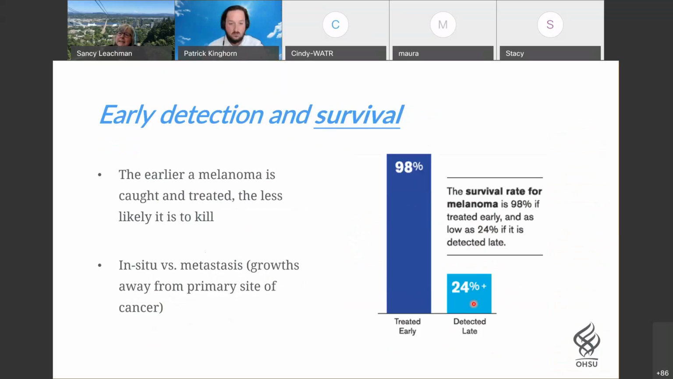Now, I want to say it's getting better. With better treatments, it's getting better. But this is the latest data to date, about 24%. That was in 2017, when most of those really good immunotherapies started out really being available to everybody around 2014. So the earlier melanoma is caught and treated, the less likely it is to kill, and in situ versus metastatic growths are better.